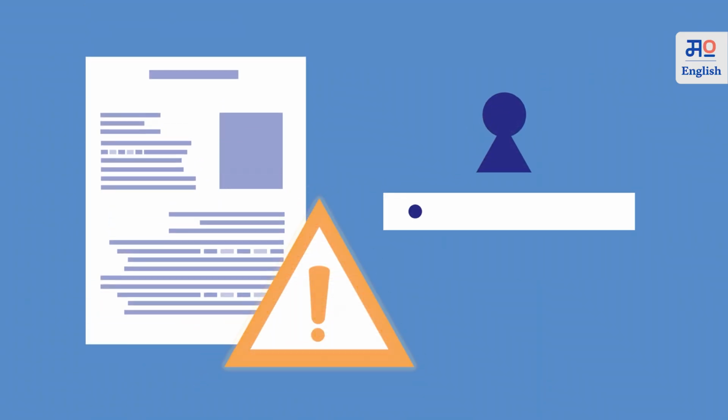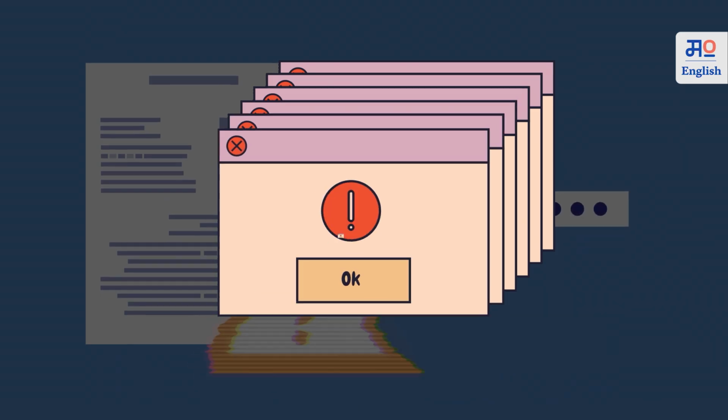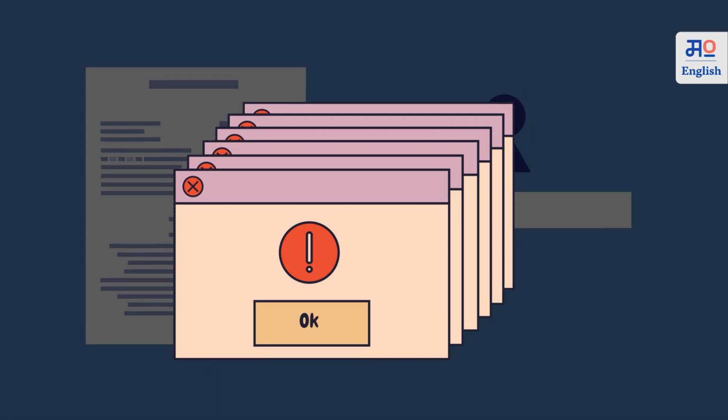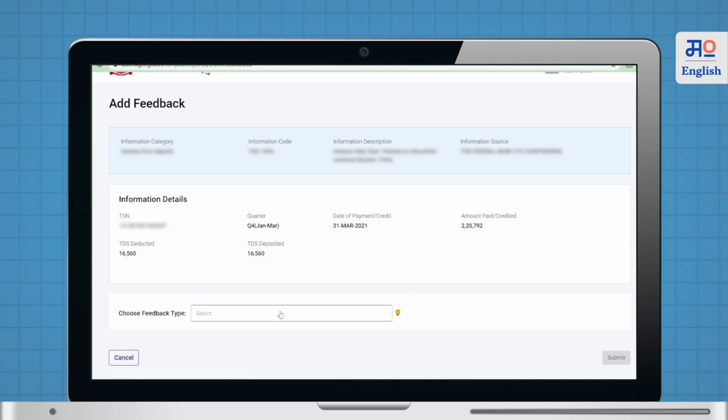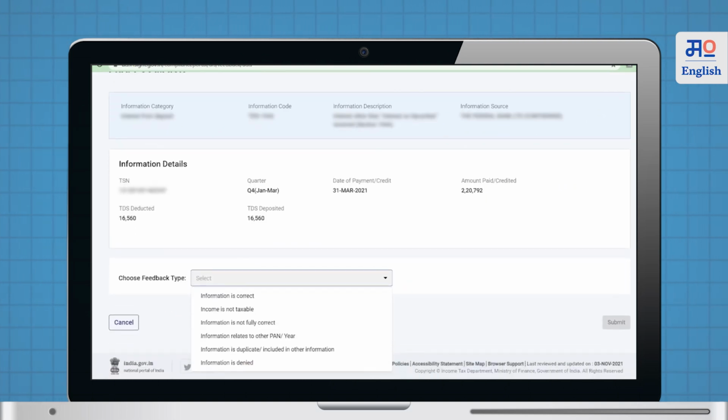What to do if there is an error in AIS? Sometimes there may be incorrect information in AIS, such as duplicate entries or other errors. In such cases, you can click on the incorrect information, go to Optional, and provide feedback. Based on your feedback, the Taxpayer Information Summary gets updated and the correct information is pre-filled in your ITR.